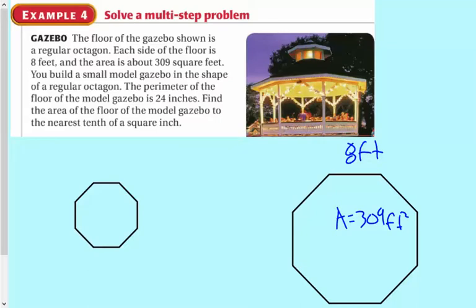Okay, you build a small model in the shape of a regular octagon. So since these are both regular, they're going to be similar. I know that because they're regular polygons with the same number of sides. The perimeter of the floor is 24 inches. So, I'm going to write that down. Perimeter equals 24 inches. Now, I already noticed something here: inches, and I have feet. So that's something to keep in mind.